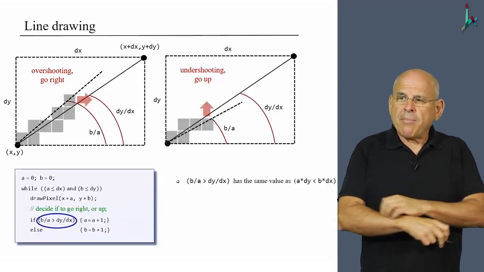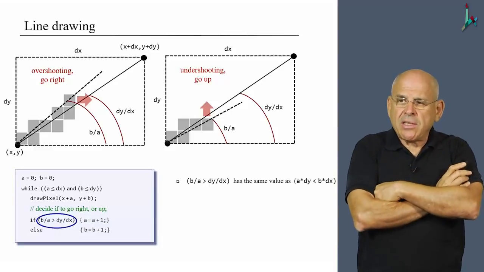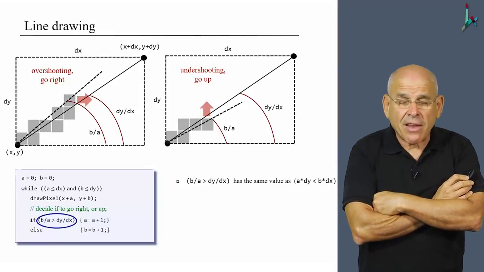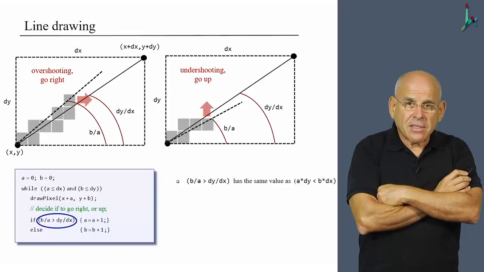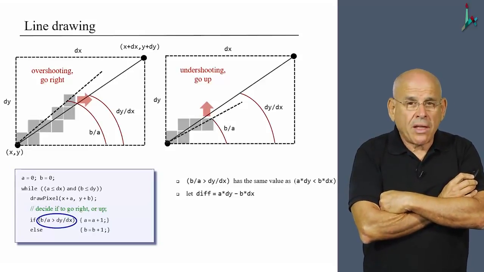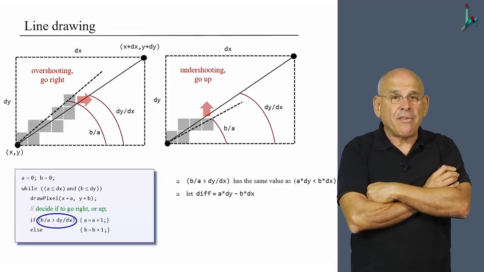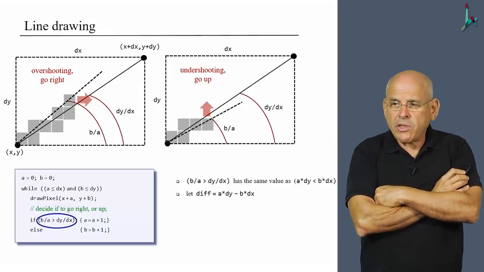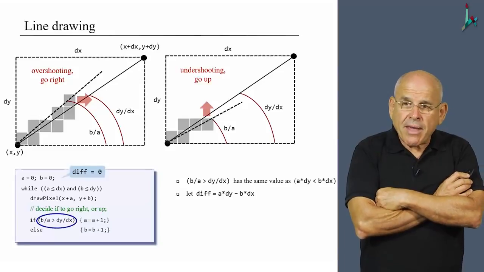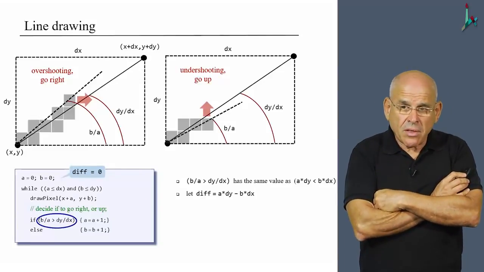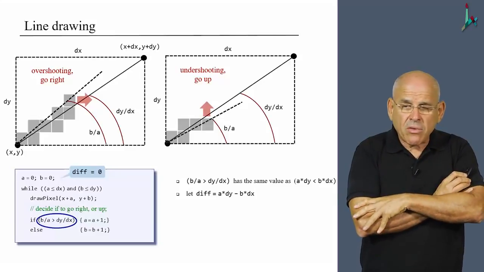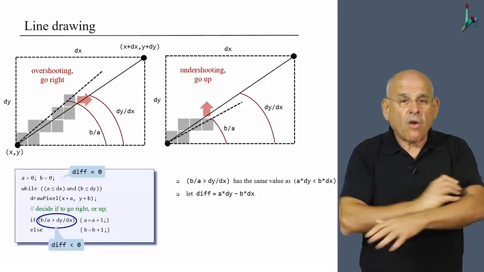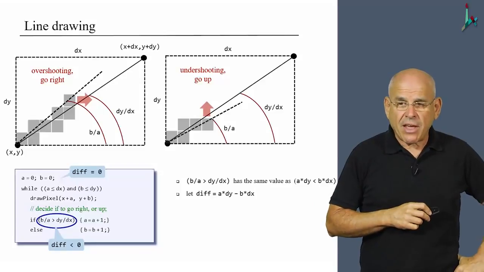So let's begin by looking at this condition, and we realize, using elementary school algebra, that b over a greater than dy over dx has the same truth value as a dy less than b dx. With that in mind, let us look at this expression here, a dy minus b dx, and call it diff. Now obviously this diff is going to change in every iteration, because in every iteration we change either a or b. At the beginning, diff is going to be zero, because a and b are zero. And this messy condition can be effectively replaced by the question, is it true that diff is less than zero? So already we have a nice simplification of the algorithm.